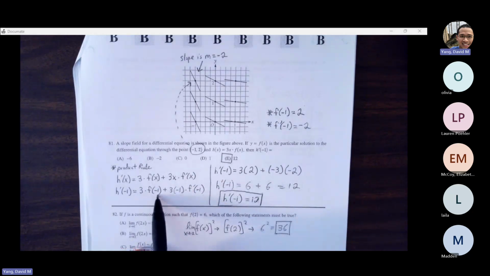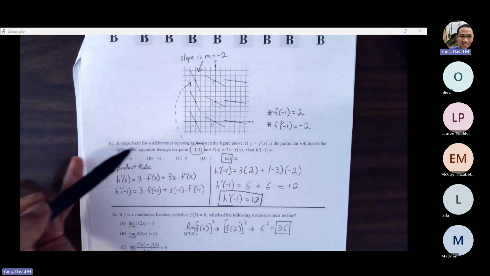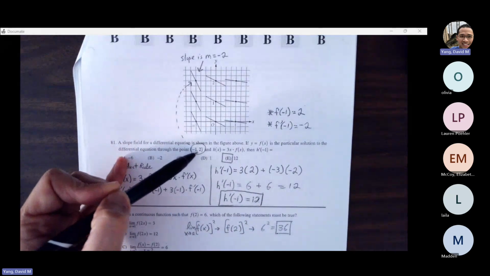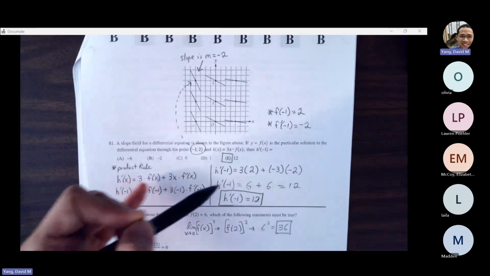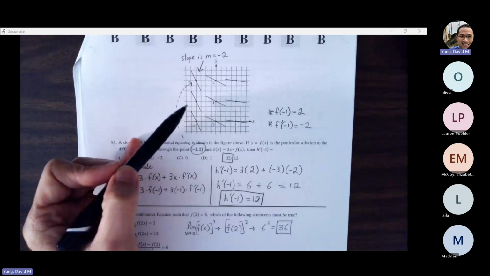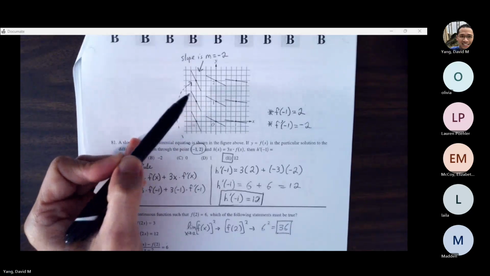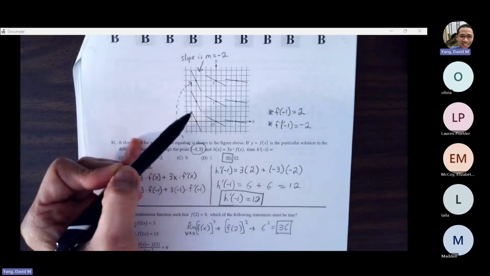And so f of negative 1, we can pull this from our graph here. F of negative 1 is 2. They give us that ordered pair. f prime of -1, we can just pull that from the slope field. So f prime of -1, the slope here, all these slopes are in agreement.